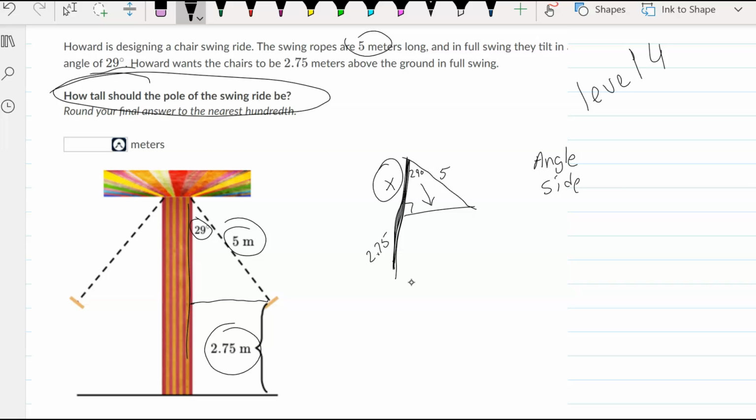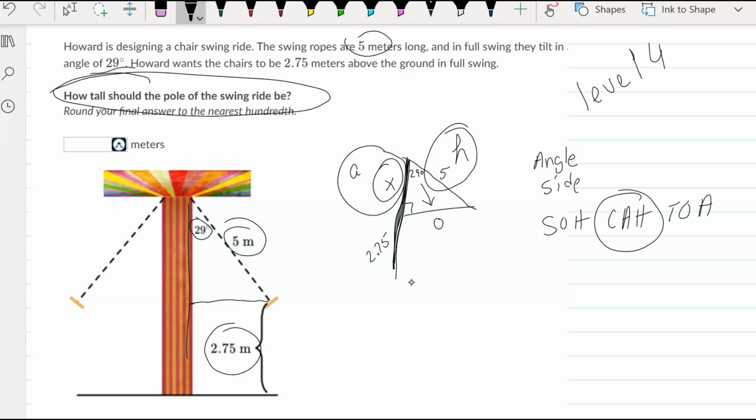This is the one I want to try and find. This is my hypotenuse. This is my opposite side. This is my adjacent side. I have H and I have A. So, soh cah toa. I have H and A. Cosine of 29 degrees equals A over H, x over 5.